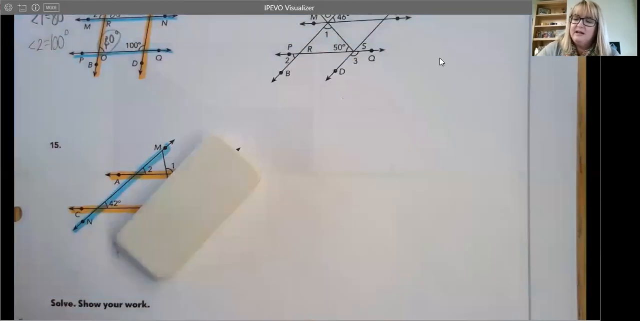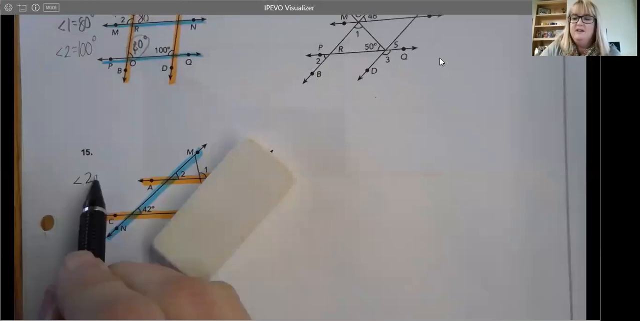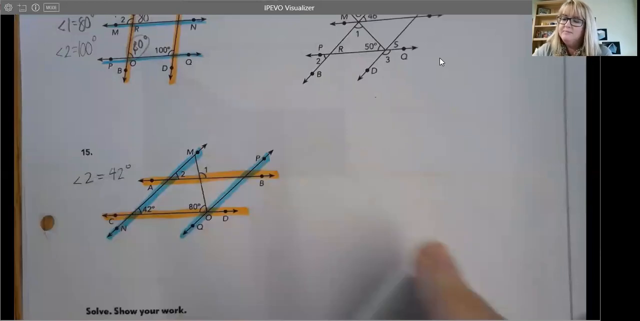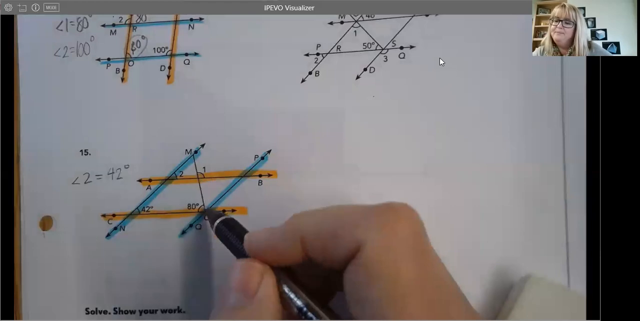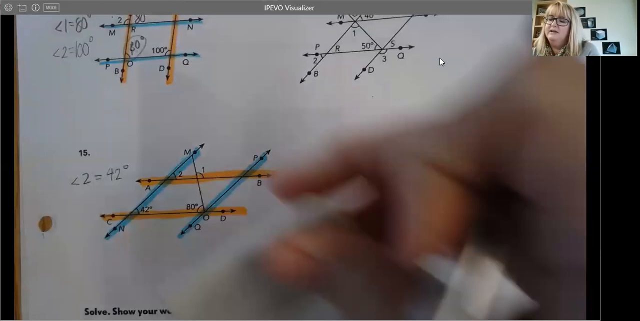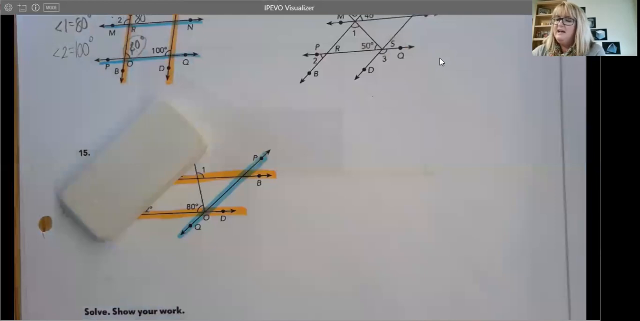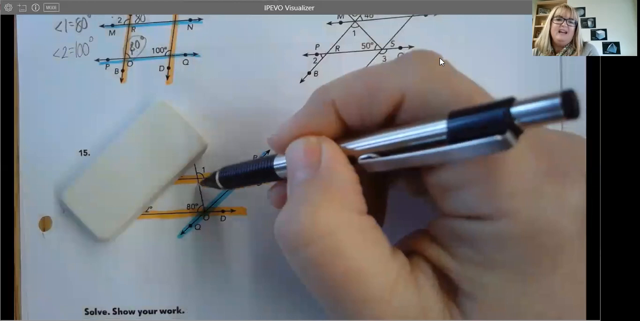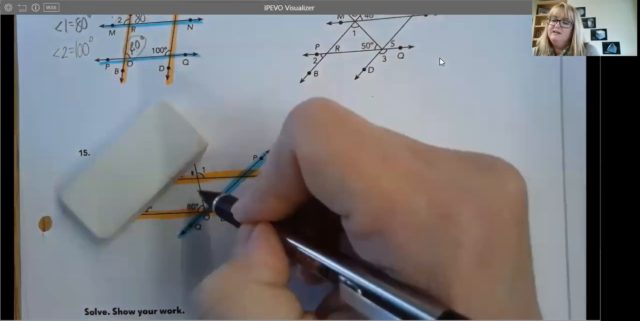So let's write that down. Angle 2 is 42 degrees. All right, that helped. So now I need to find angle 1. Let's see, I need to take a look at it. I just need to cover this up and cover this up. We're looking right here, and I know that this angle and this angle are corresponding.